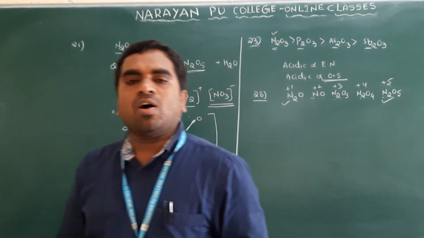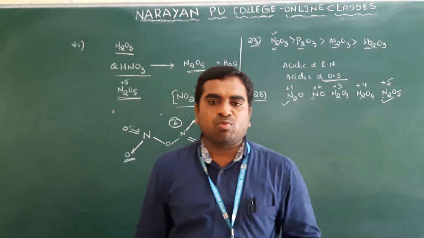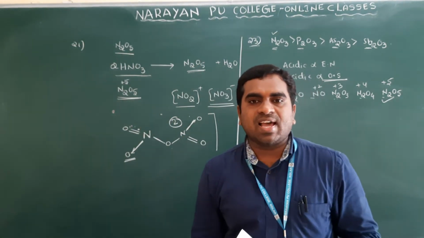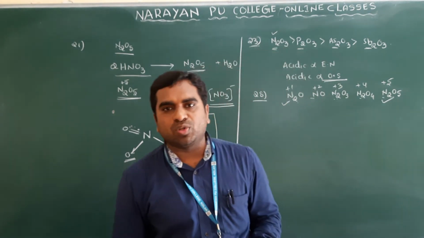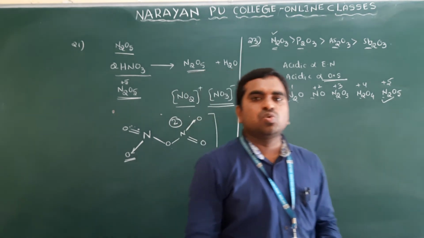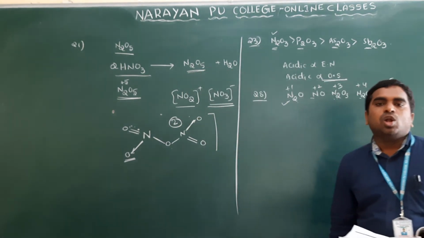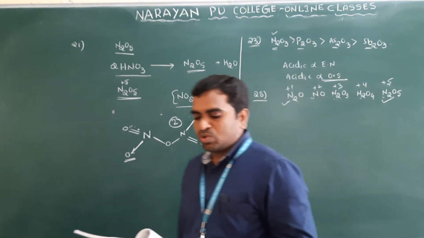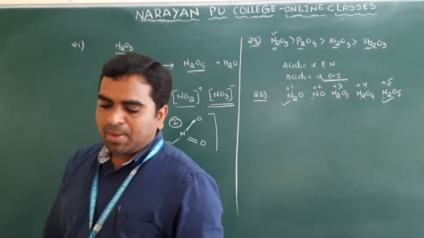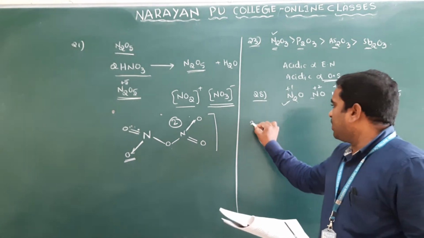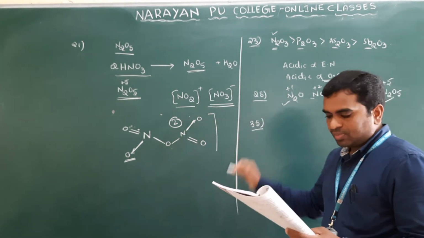Aqua regia is a mixture of... I already mentioned what aqua regia is. Clear? So 3 parts of HCl and 1 part of HNO3 is called aqua regia, which is used to dissolve noble metals like gold and platinum. Clear? So what is your answer here? Your answer should be option 1. Clear? Next one. Question number 35.